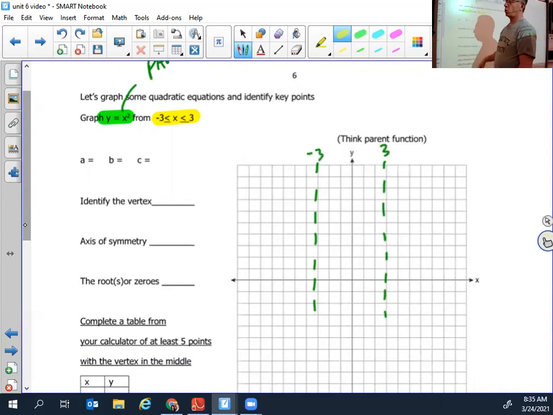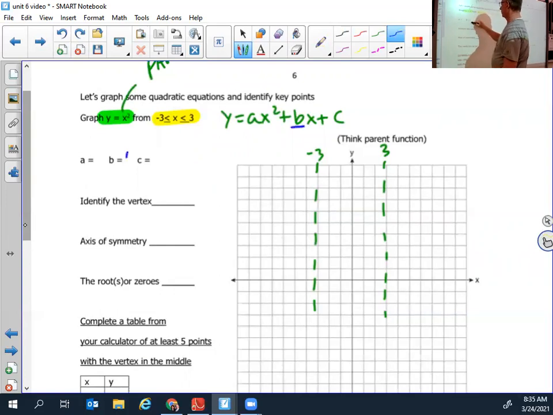Now you're looking at this is y equals x squared. Well, didn't we have y equals ax squared plus bx plus c? And you go, where's the rest? Well, in this case, the b equals 0, the c equals 0, and the a is equal to 1.